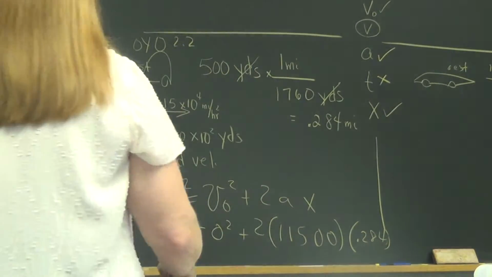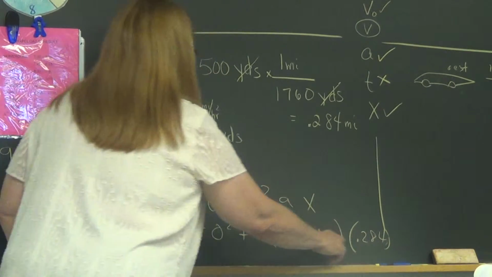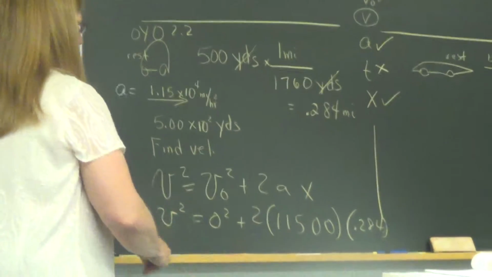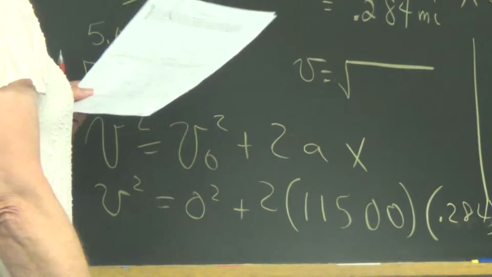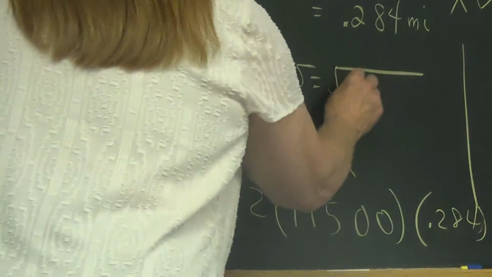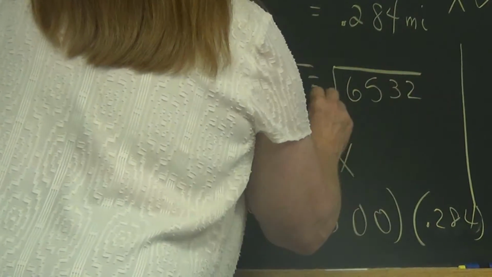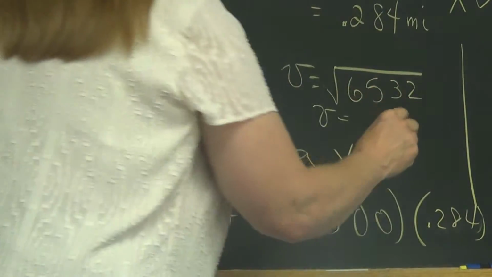So when I got this number, it came out to be 6,532, and I ran out of board space, but the final velocity was the square root of that number. 6,532 square rooted came out to be 80.8.